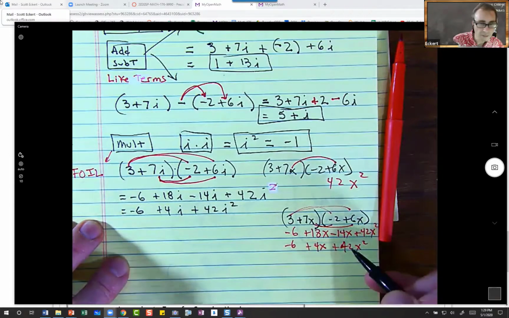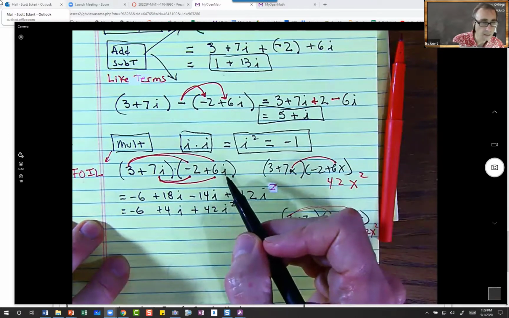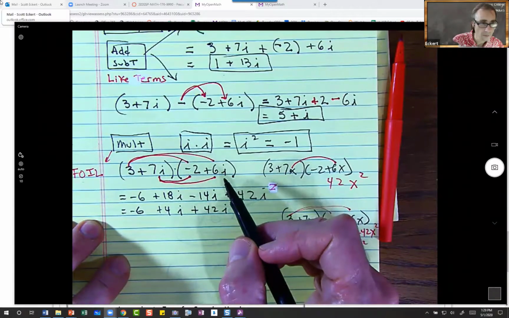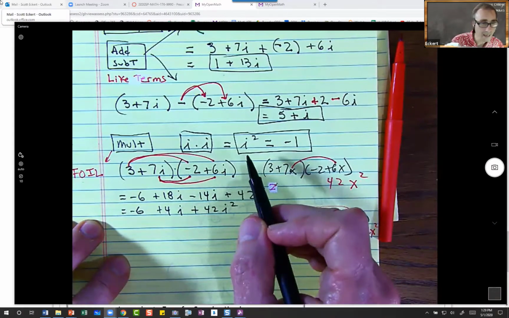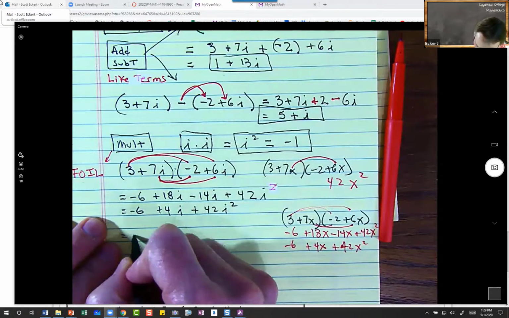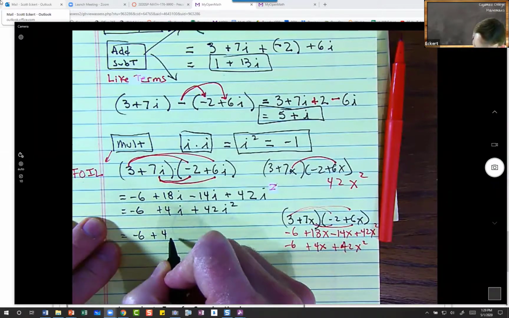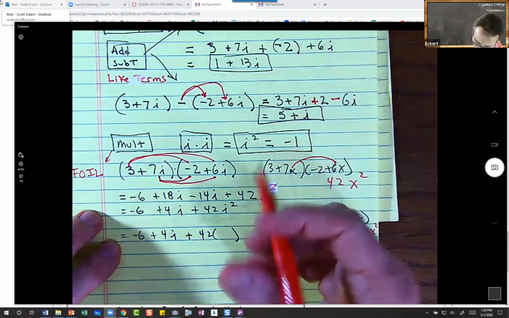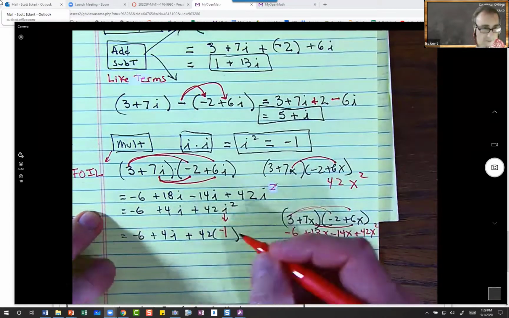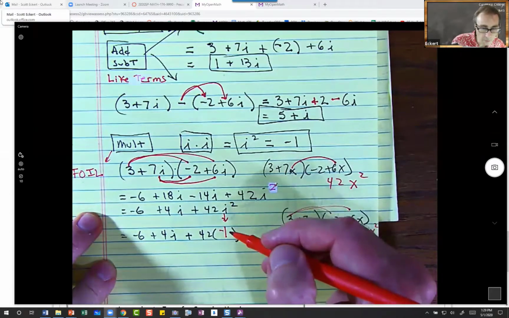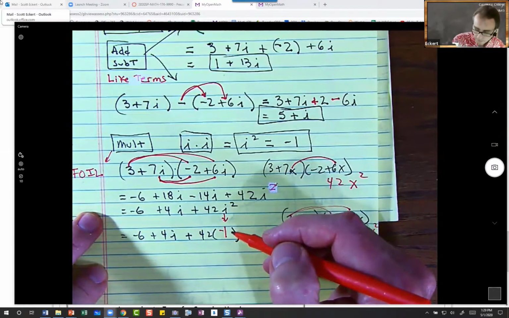But what's different is i is not an unknown. i is a number. And i squared has an answer. What is i squared's answer? Negative 1. Right. i squared turns into a real number. It's not imaginary anymore. i squared becomes the real number -1.